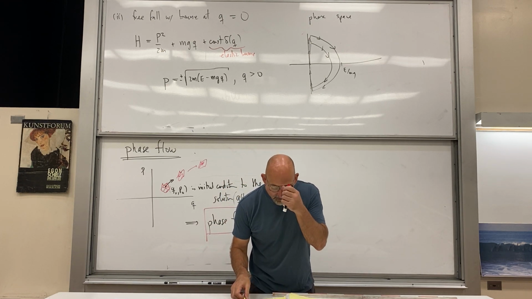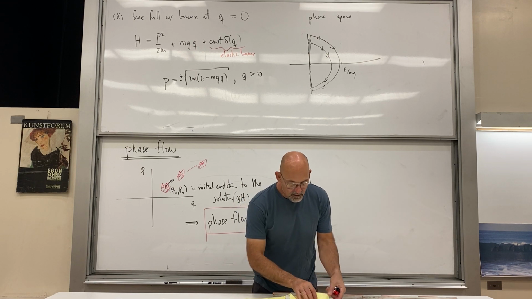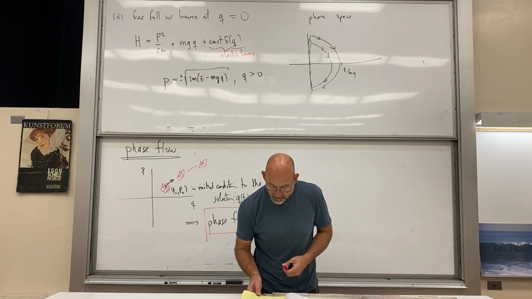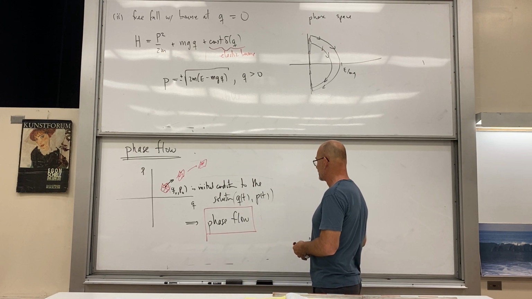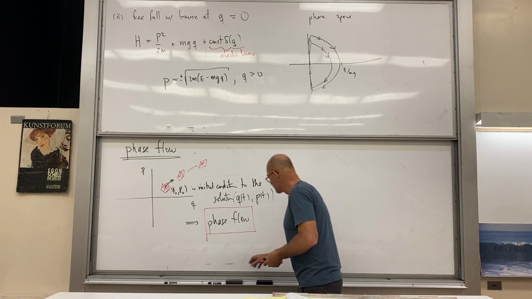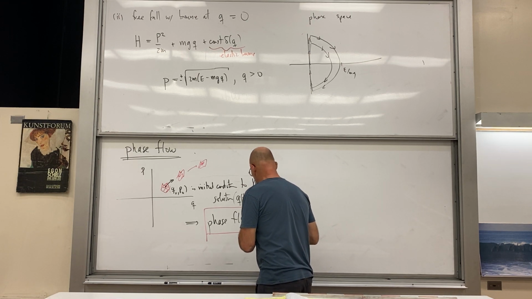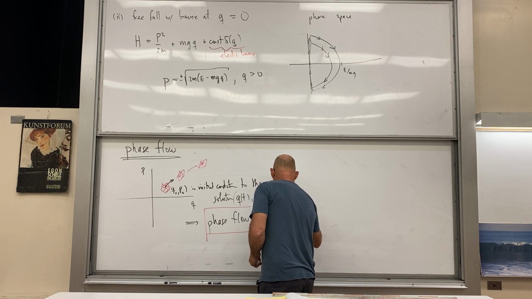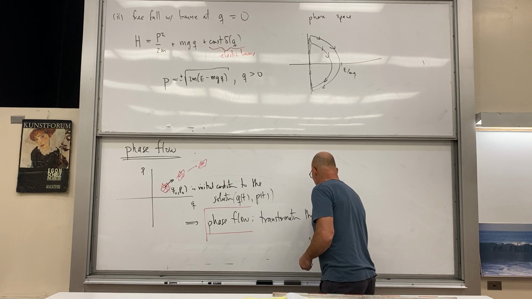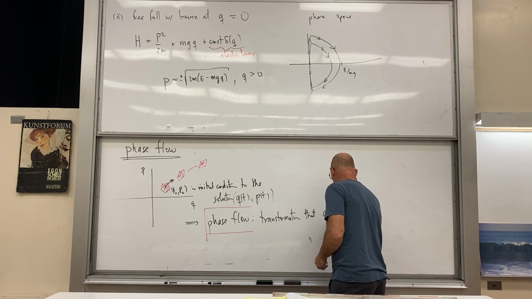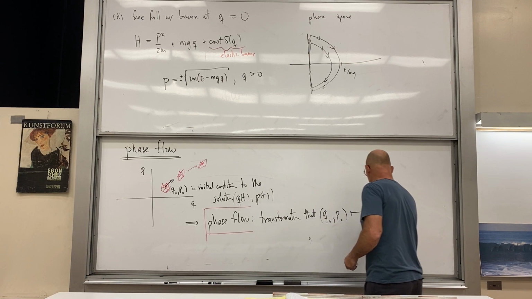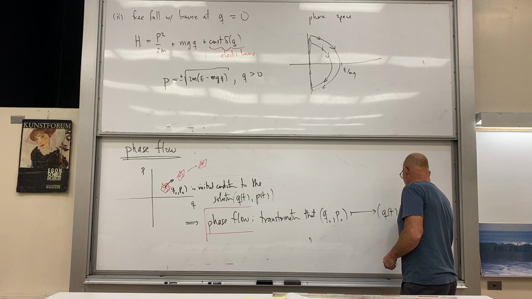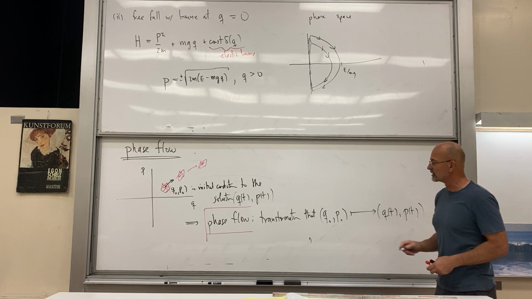Let's see how I define that here. Phase flow. I'll define it: I'm just going to call it the transformation that maps Q sub 0, P sub 0 onto Q of t, P of t. It's another way of looking at things.